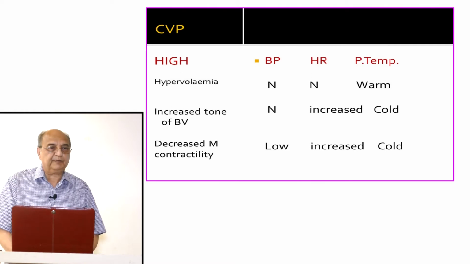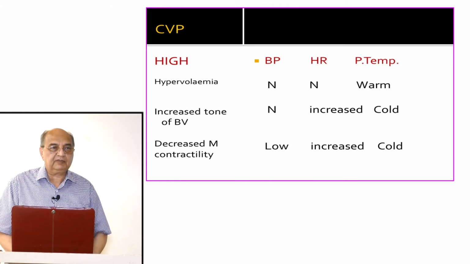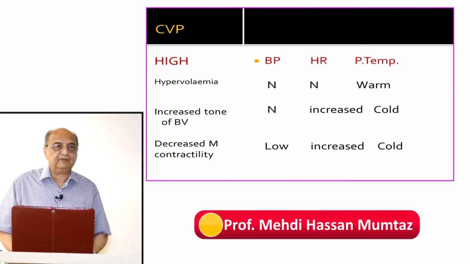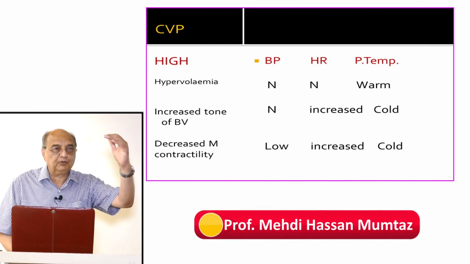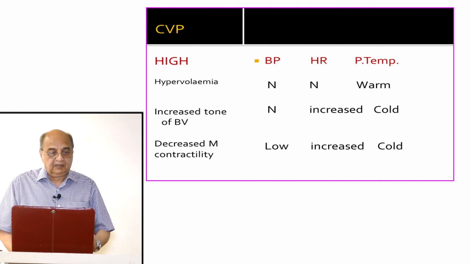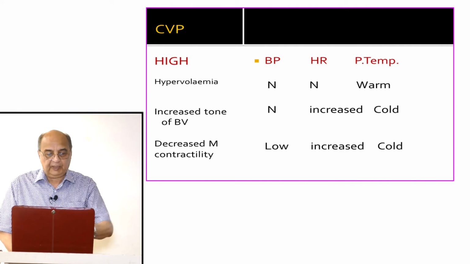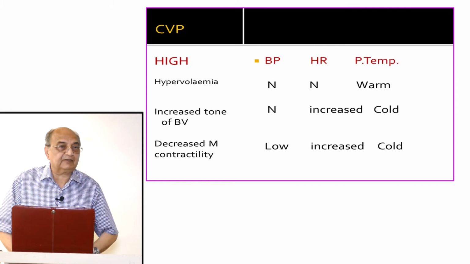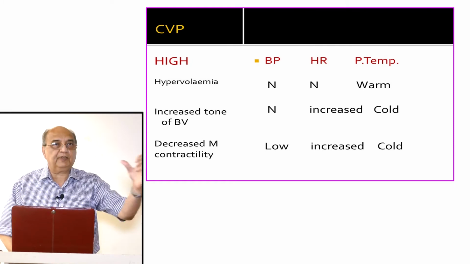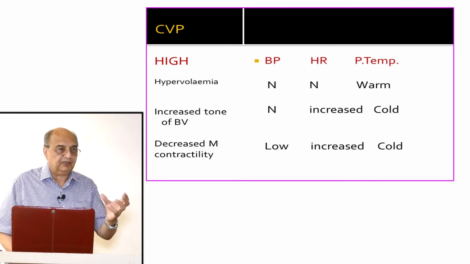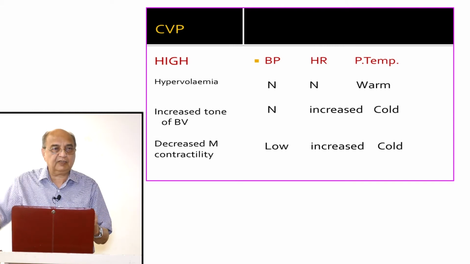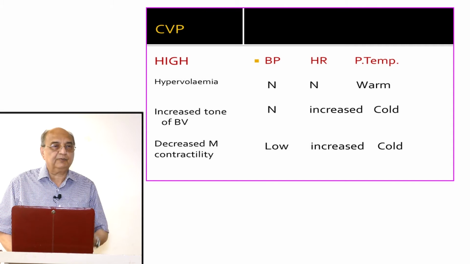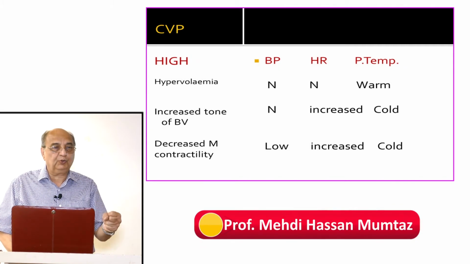If the patient is hypervolemic, you stop giving fluids, give diuretics, get rid of fluids. So that will lower the central venous pressure. Now, second possibility, if the blood pressure is normal and the heart rate is increased and the periphery is cold, that shows increased tone of blood vessels. There is vasoconstriction. They are pushing the blood to the heart, but because of vasoconstriction, blood is not going into the vessels. So vessels are constricted and they are becoming cold.